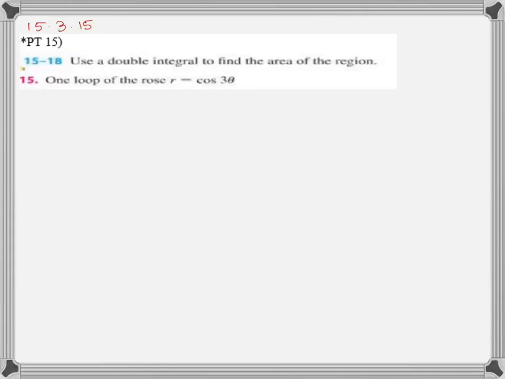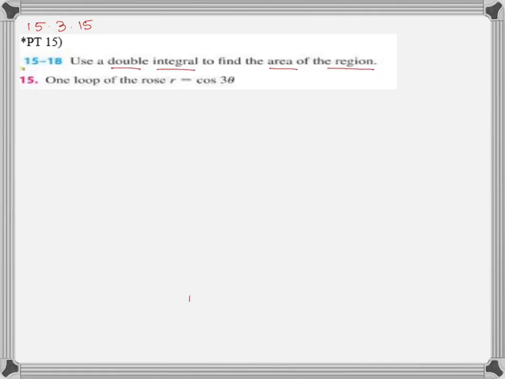Hi, in this video I will be showing you problem number 15 of chapter 15 section 3. Use a double integral to find the area of the region. The region is one loop of the rose r equals cosine of 3 theta.